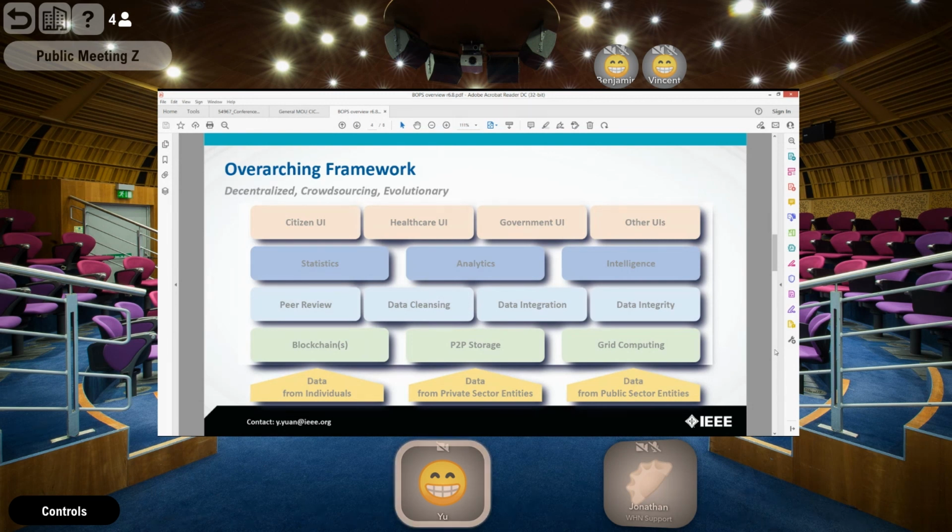So we can shape the user interface to satisfy different types of users. For citizens, we will have a dedicated UI.